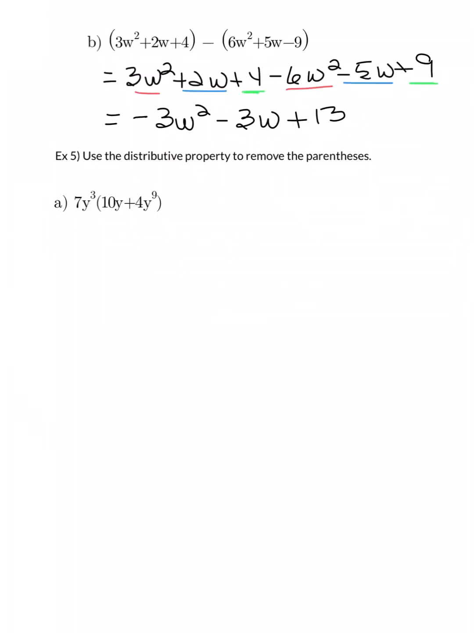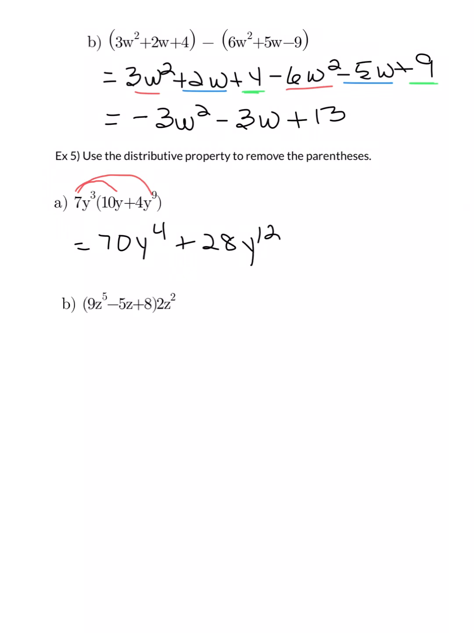In example 5, we're going to use the distributive property to remove the parentheses in the expressions that we are given. Remember that the distributive property means that you take the item that is outside and multiply it by all of the items that are inside. So 7y to the third times 10y will be 70y to the fourth. 7y to the third times positive 4y to the ninth will be positive 28y. Add your exponents: 3 plus 9 is 12.